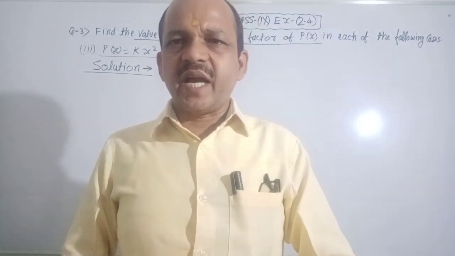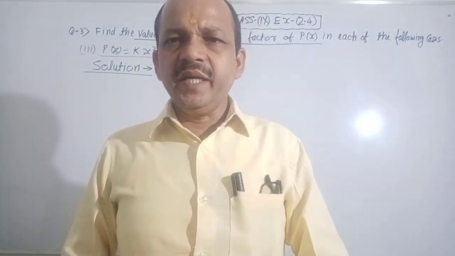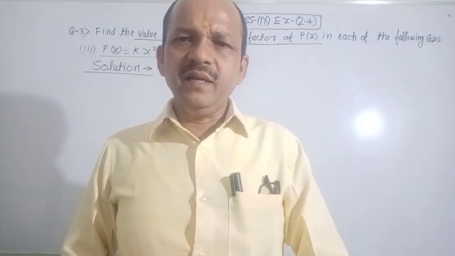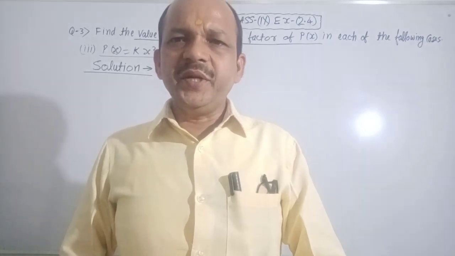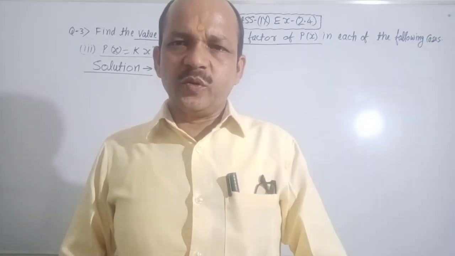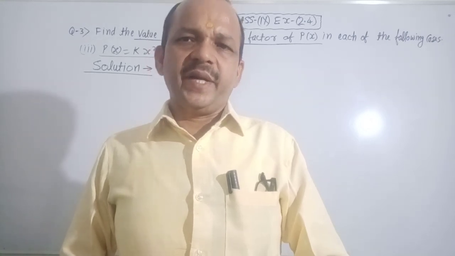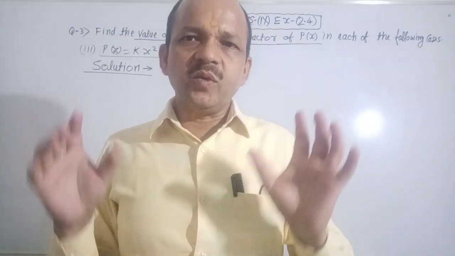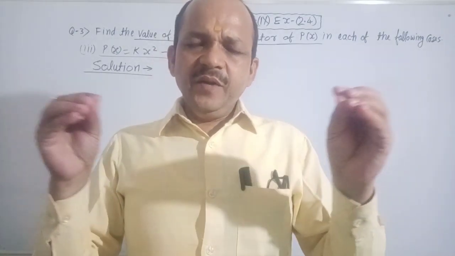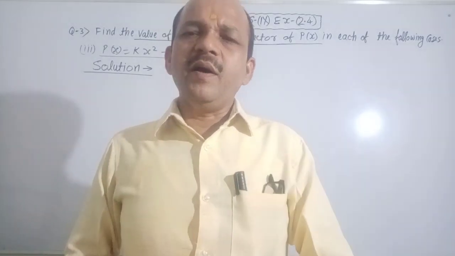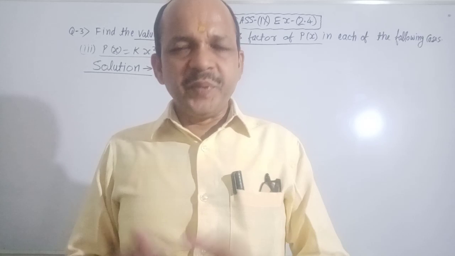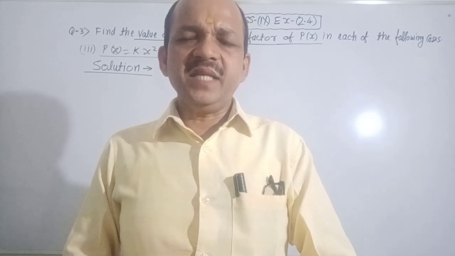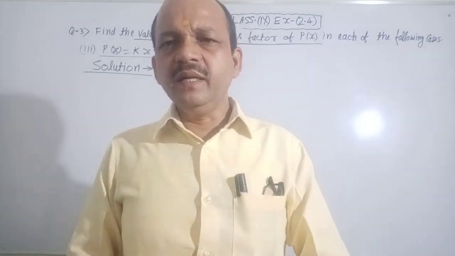Now I want to describe degree based polynomial. Degree based polynomials are many, namely linear polynomial, quadratic polynomial, cubic polynomial and biquadratic polynomial. It is clear? No confusion about it? Very good. We can find the value of k if p(x) and g(x) are given by two methods. First, remainder theorem and second, factor theorem.